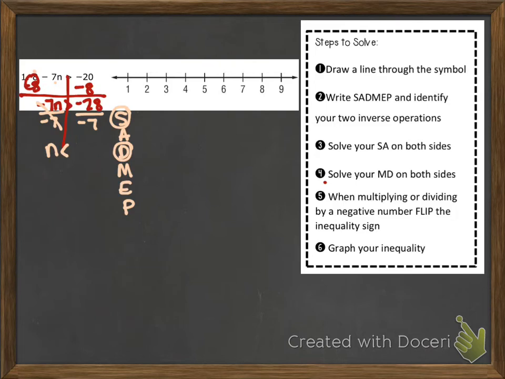And then negative 28 divided by negative 7, if I use my wheel, we have a negative dividing by a negative, which is going to give me a positive answer. And then 28 divided by 7 is 4. So I'm going to come over here, and I'm graphing n is less than 4. So that is an open circle at 4, shading to the left.